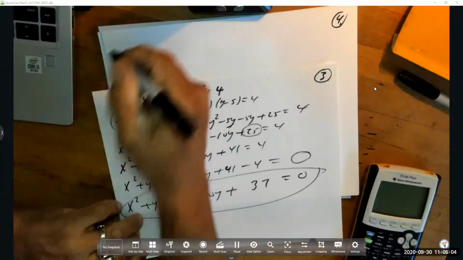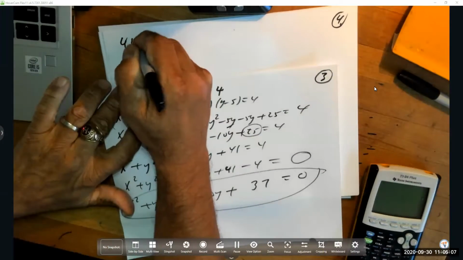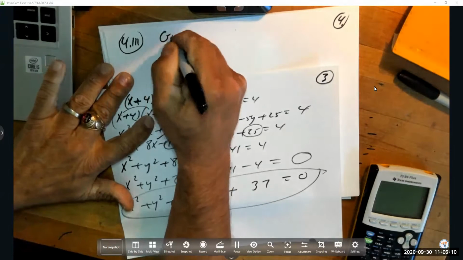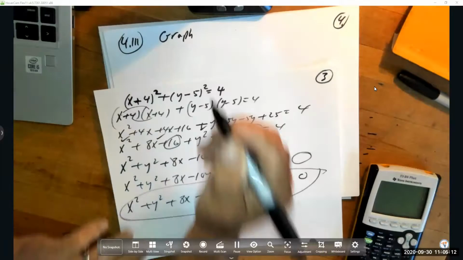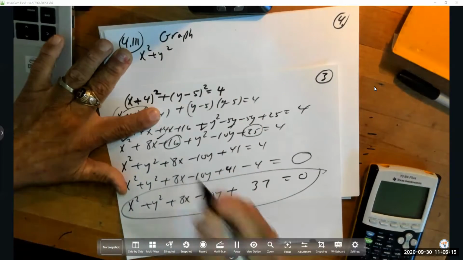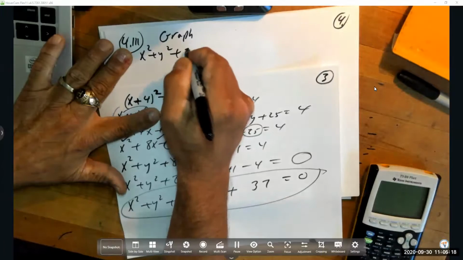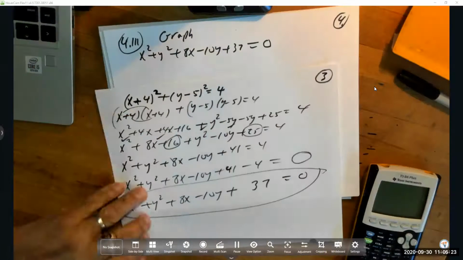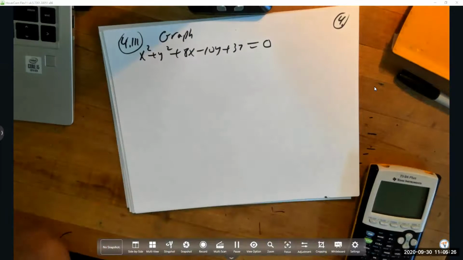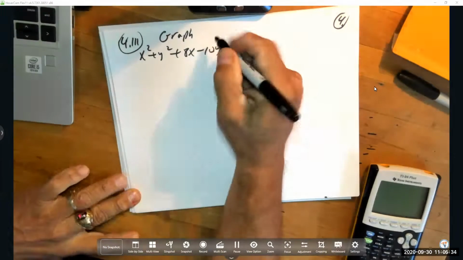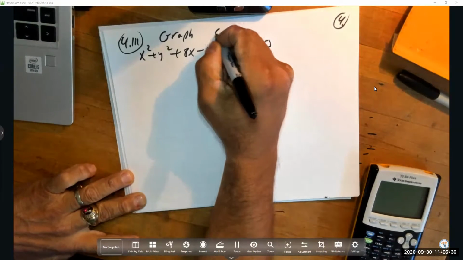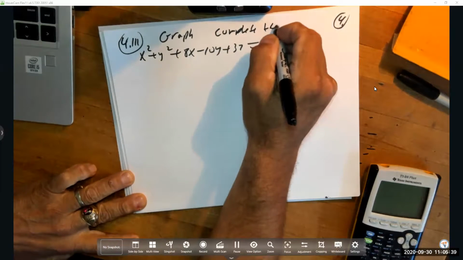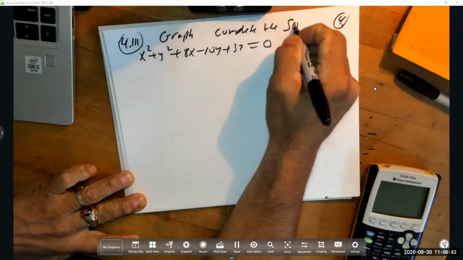And so it's going to say number 4 point, I don't know, it's going to say graph, and it's going to look like this: x squared plus y squared plus 8x minus 10y plus 37 equals 0. It's going to say, what is the center and what is the radius of that? And the way you do this is this way. All right, complete the square.